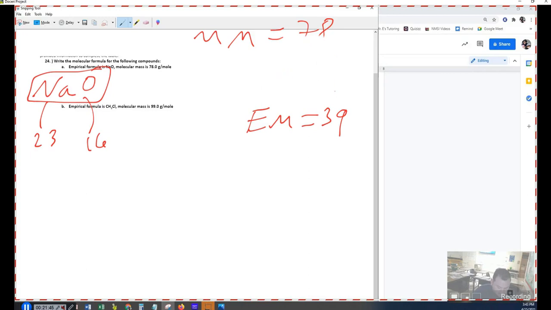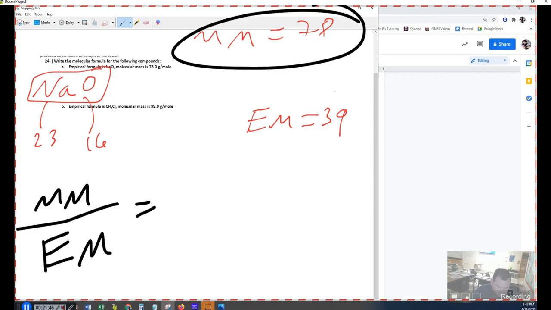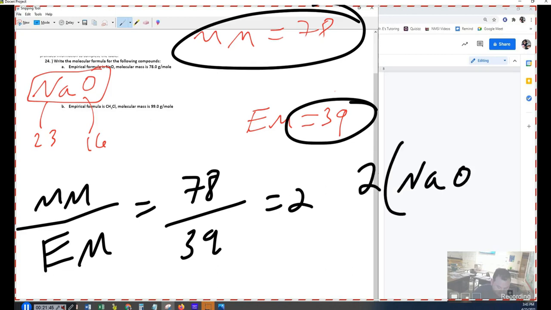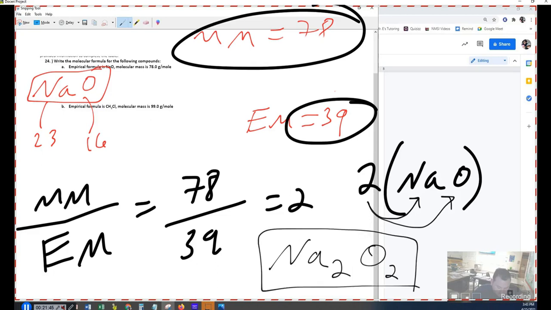All right, watch what I do here. I'm going to take the molecular mass and divide it by the empirical mass. The molecular mass is 78. I'm going to divide that by the 39. That's 2. So I know that the difference between my empirical formula and my molecular formula is 2. So now I'm going to multiply 2 by that empirical formula, NaO. Just make sure that you distribute that 2. You multiply it by both elements. 2 times the sodium gives Na2, 2 times the oxygen gives O2. So Na2O2 is the formula for that compound.